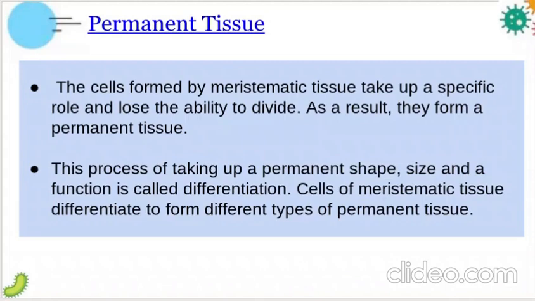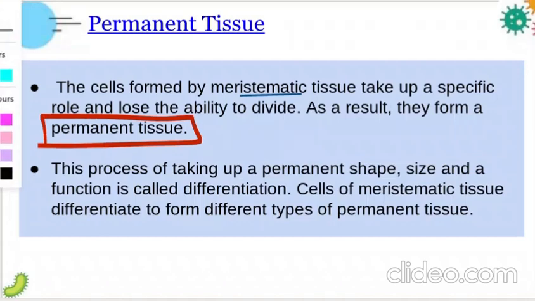Now the cells formed by meristematic tissue take up a specific role and lose the ability to divide. As a result, they make up the permanent tissue. So what is permanent tissue? Basically, when a newborn child is there, the child keeps on growing, isn't it? But at a certain age, like 25 to 30, the child stops growing. Why? That is because the cells which were dividing now stop.